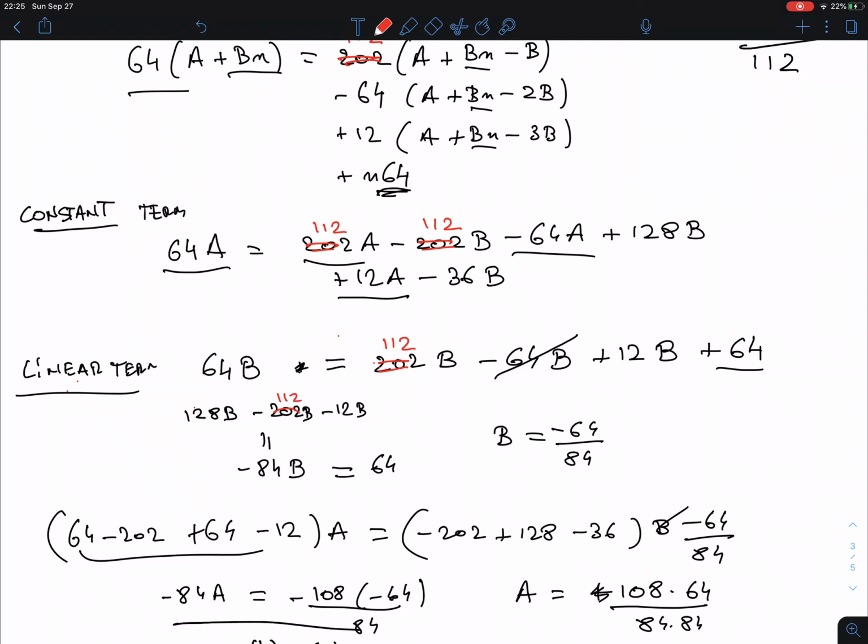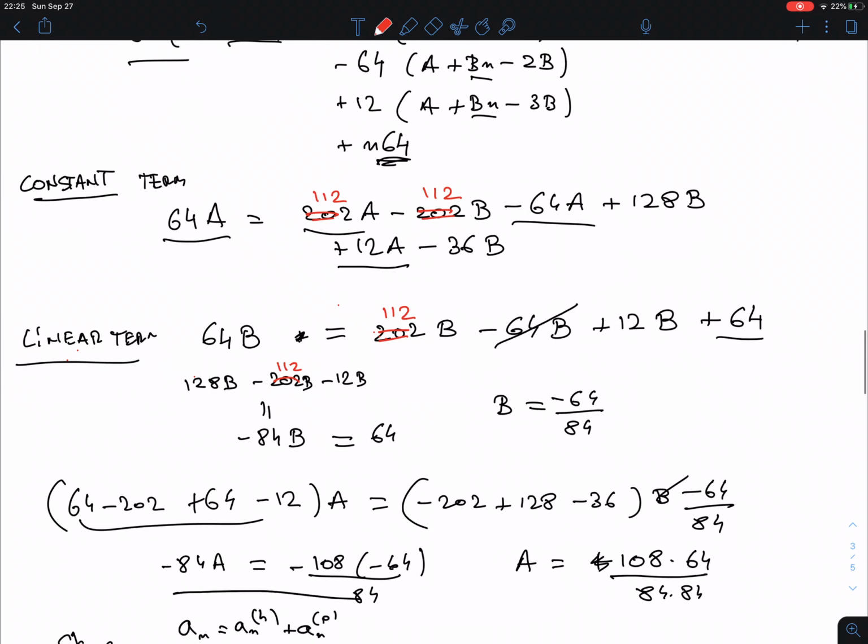So we have 128 minus 112. That would be 16. Yeah, minus 12. So, oh, 4b.